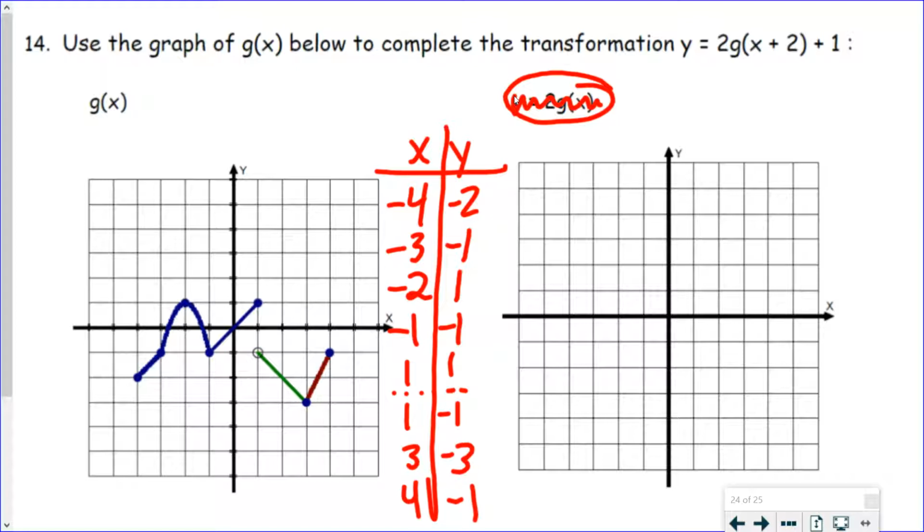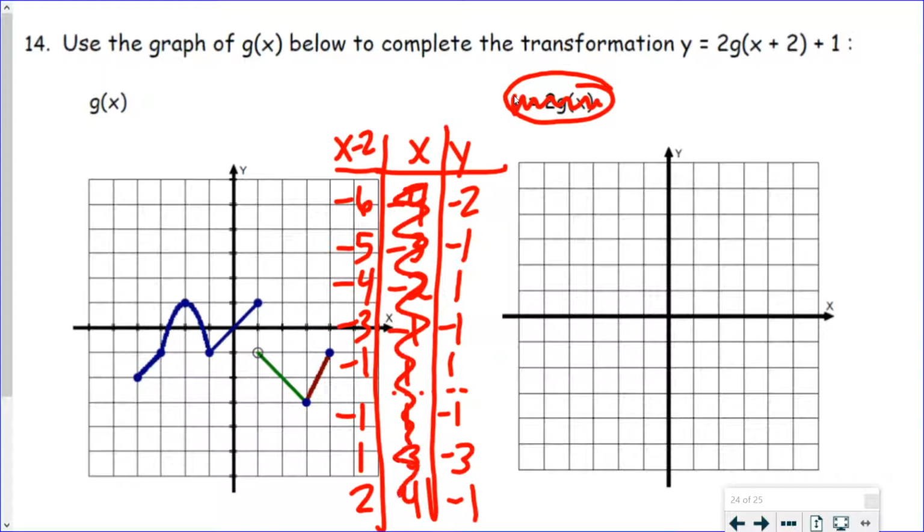All right, so the first thing we do, we have to start inside our parentheses. Inside our parentheses, it says to add 2, but we're going to do the opposite because we're inside the parentheses. We're a teenager at home, we're going to do the opposite of what mom says. We're going to subtract 2. So negative 4 minus 2 is negative 6. Negative 3 minus 2 is negative 5. Negative 2 minus 2 is negative 4. Negative 1 minus 2 is negative 3. 1 minus 2 is negative 1. 1 minus 2 is negative 1 again. 3 minus 2 is 1. 4 minus 2 is 2. So those are our new x values.